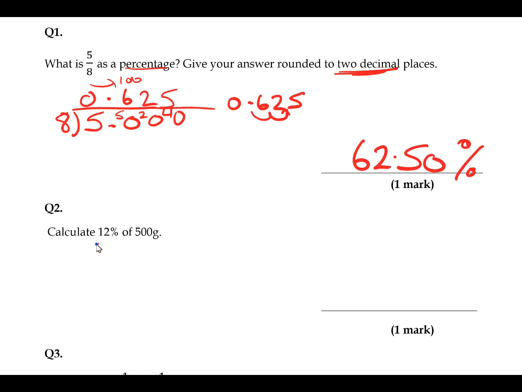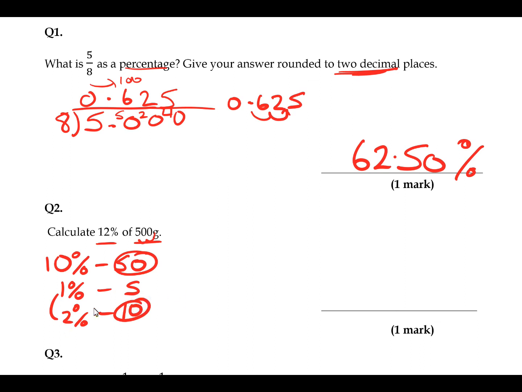Question 2. Calculate 12% of 500 grams. So it's the non-calculator paper, so we use the 10% rule. So 10% is 50. Again, level 2, you should know your 1% rule. So 1% is 5. We don't want 1%, we need another 2% to give us 10. So our 12% is our 10% and 2% values added together to give us 60. So it's 60 and the units are grams.